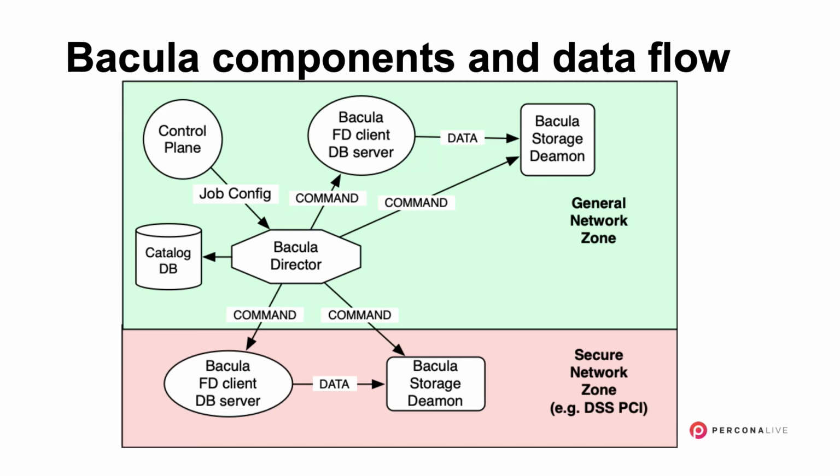So here we have the director sending a command from the general network zone to the DSS PCI regulated zone, or any other regulated network zone you have, like if you handle health data or whatever. And it commands the transfer from the client on the database server to the storage daemon within the network zone, which means that the data doesn't leave the secure network zone, but you don't need to run two backup systems. One configuration across your secure and general network zones. So over here we have another client being backed up to another storage daemon.